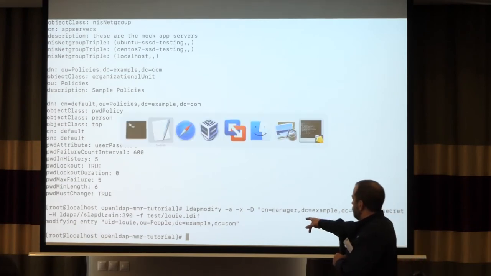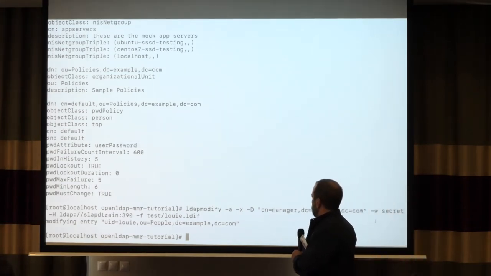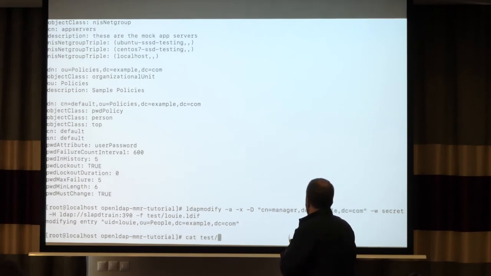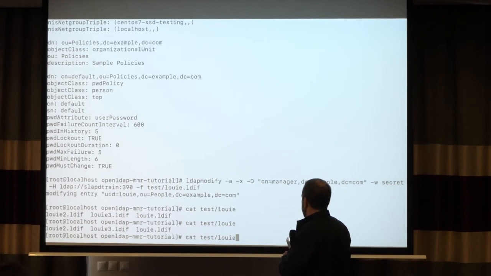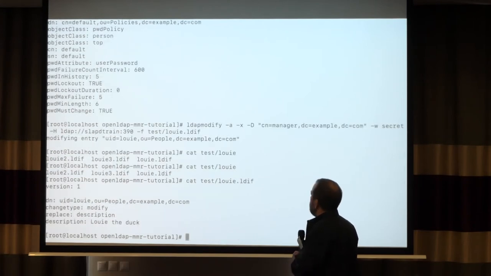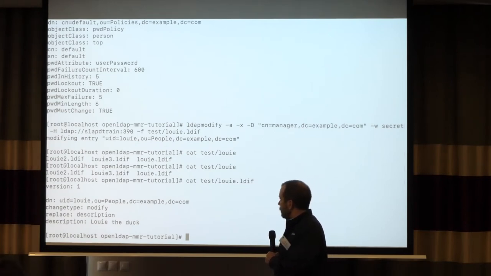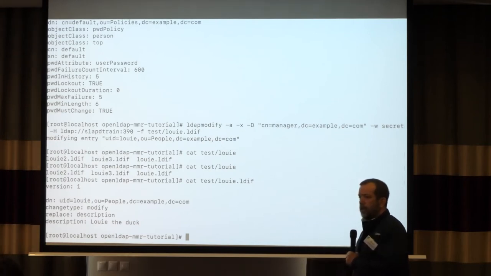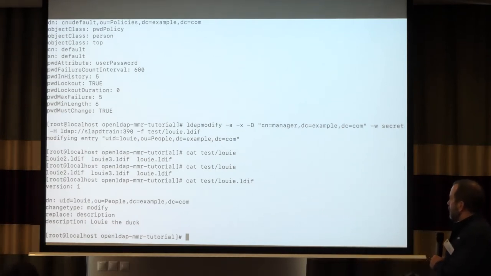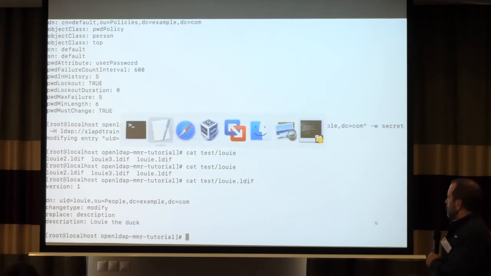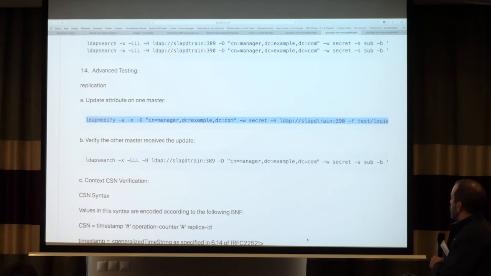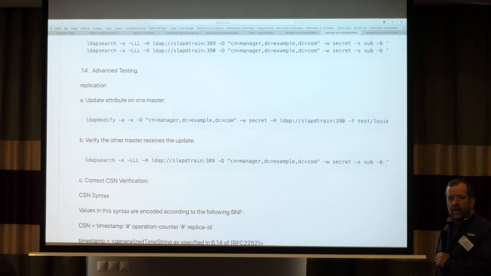So cat that file out. Let's look at that. What are we doing there? We're updating the description. We're calling him what he is. He's a duck, so we're saying Louie's a duck. Now the next step, we're going to search 389 and see if they're replicating that way.